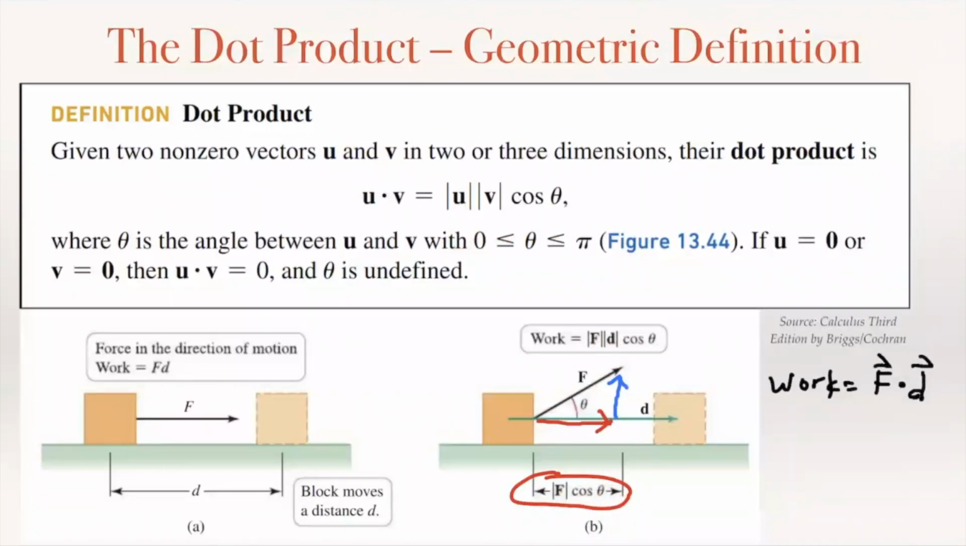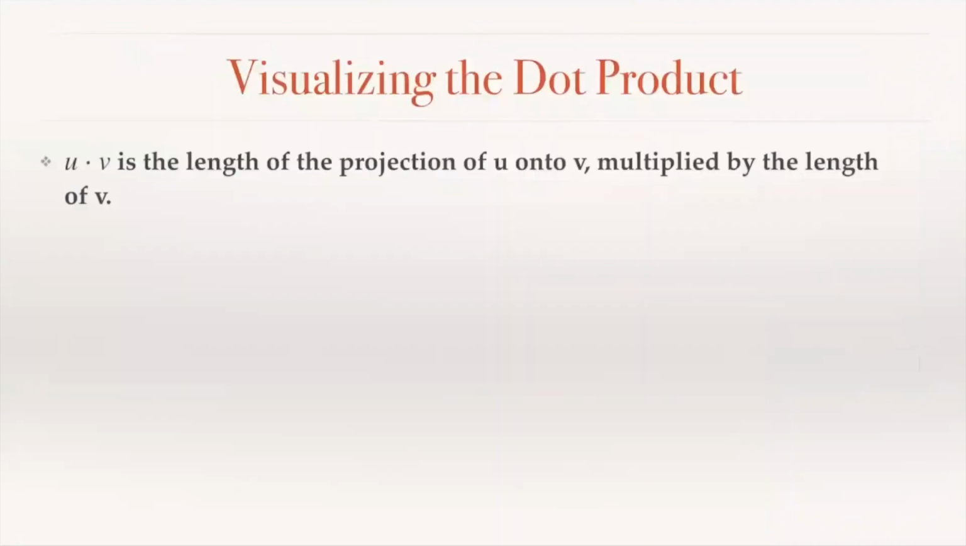So let's explore this geometric understanding of the dot product and do some examples. As this illustrates, u dot v is the length of the projection of u onto v multiplied by the length of v. Let's draw a picture to better understand this. So here is u. Imagine that there's v. The length of the projection of u onto v.